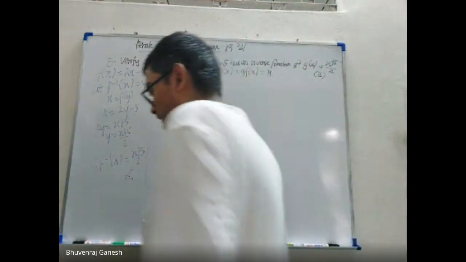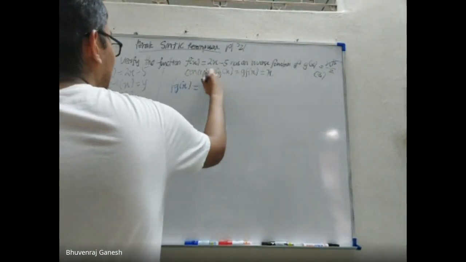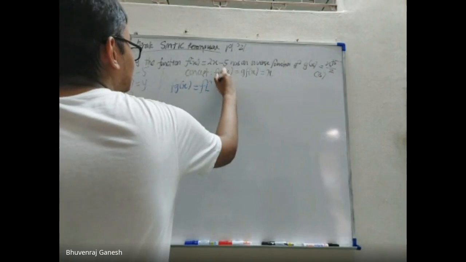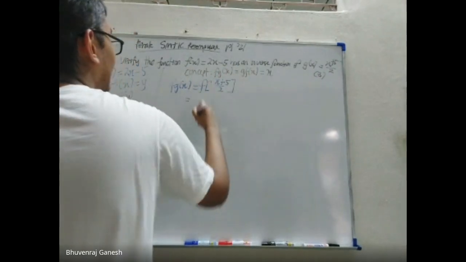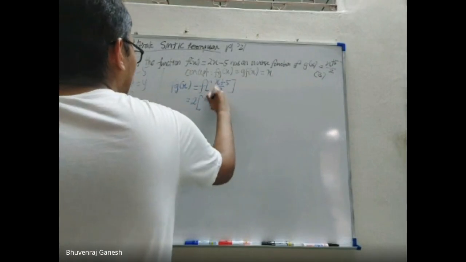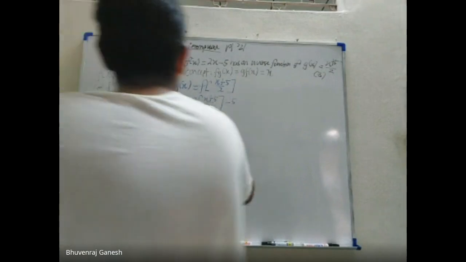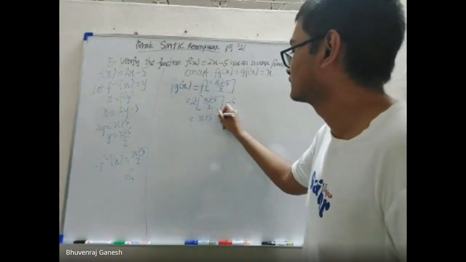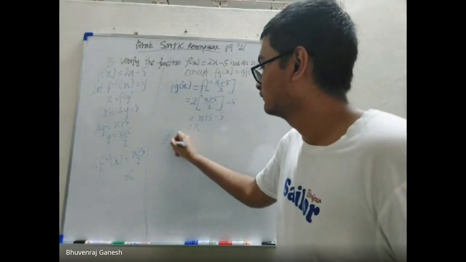So how you do it is, definitely you're going to find fg(x). So fg(x), where g(x) is (x plus 5) over 2. So you substitute this inside your f: 2 times (x plus 5) over 2, minus 5. And when you solve, you realize you get x. So one side you already showed. So you have to show for gf(x) as well.